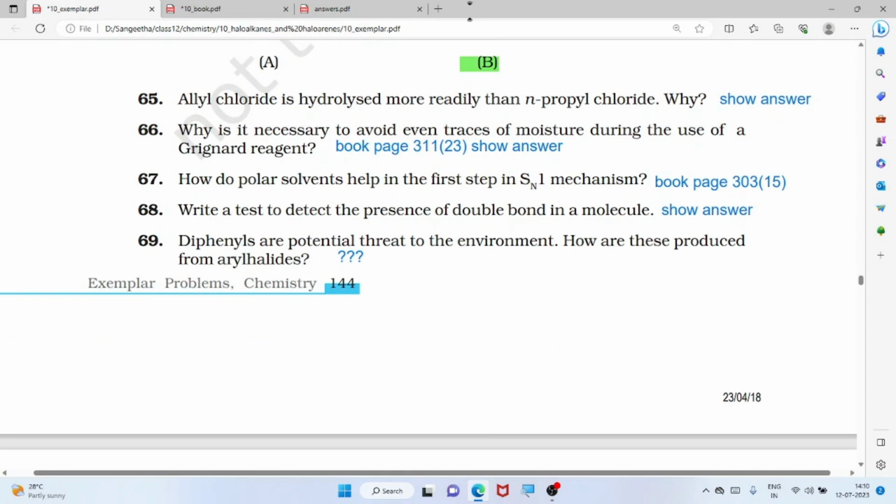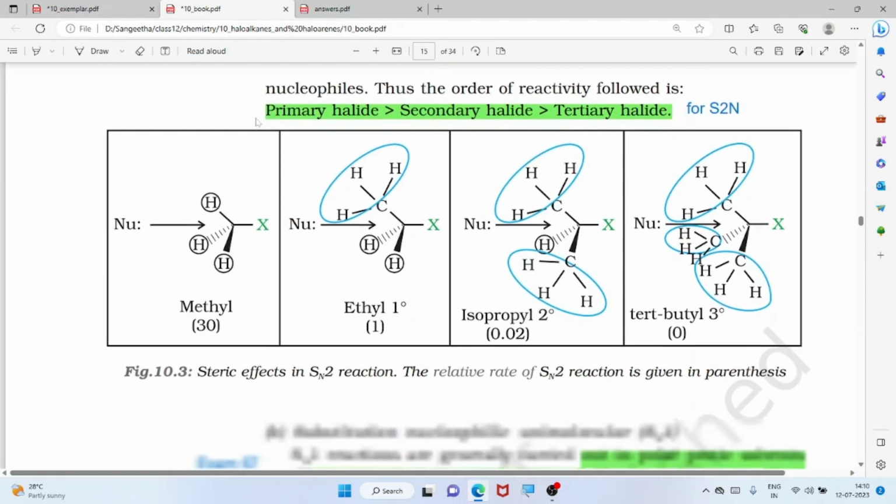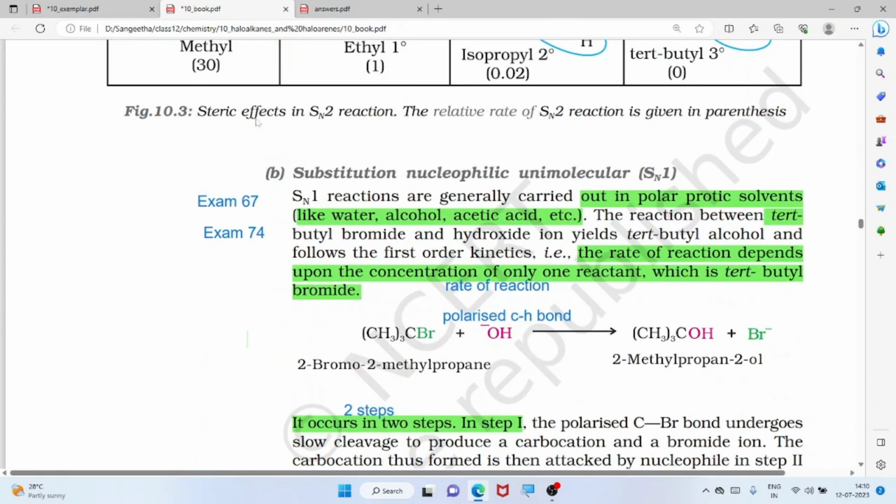Why do polar solvents help in this? So here, polar protic solvents can break the ions and polarize. Here are the polarized bonds.